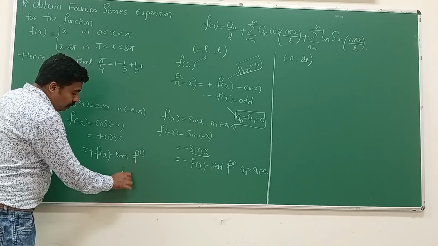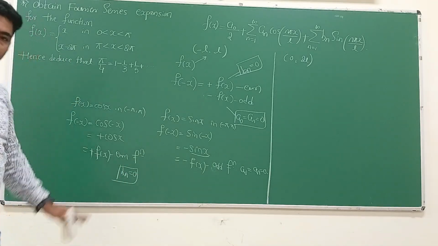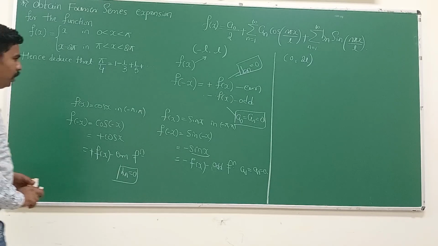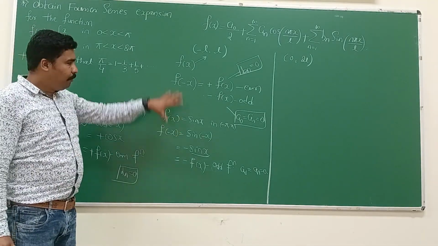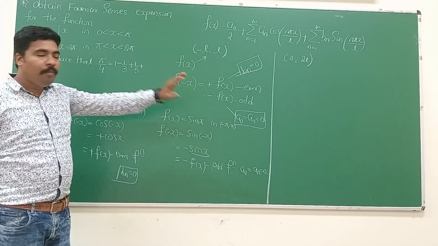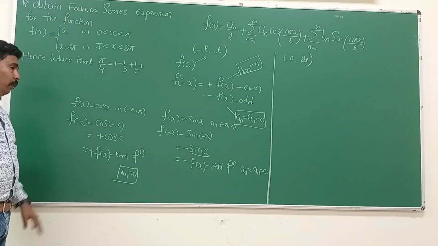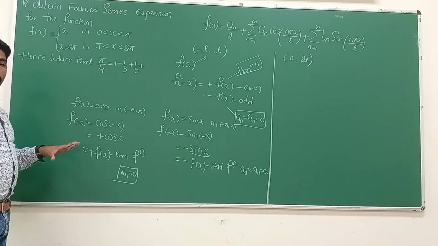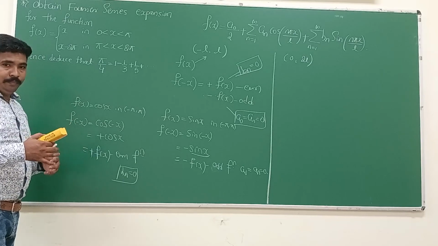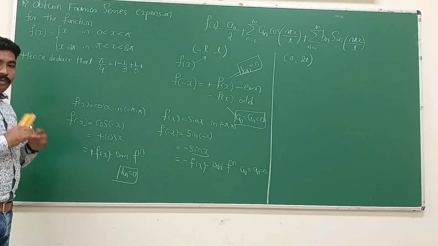For an even function, bn should be 0. I hope you got it. So it is very simple. If the function is an odd function, we can directly write a0 and an equal to 0. If the function is an even function, we can directly write bn equal to 0. Here the important observation is which term you have to replace to check whether it is even or odd, and in which limit form, that is very important.